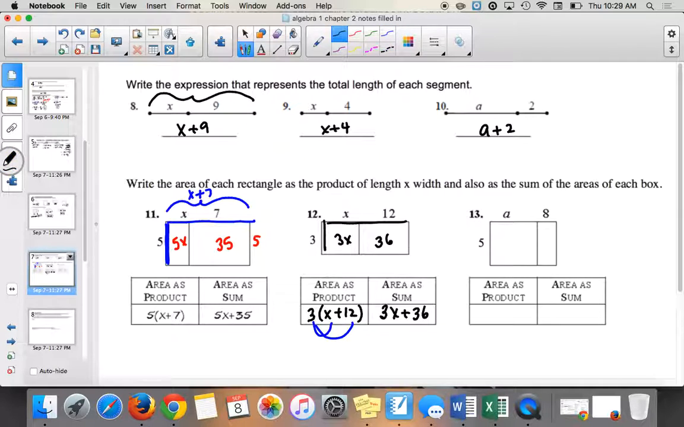All right, so this one is going to be 5 times a plus 8. And then our area is going to be 5a plus 40.